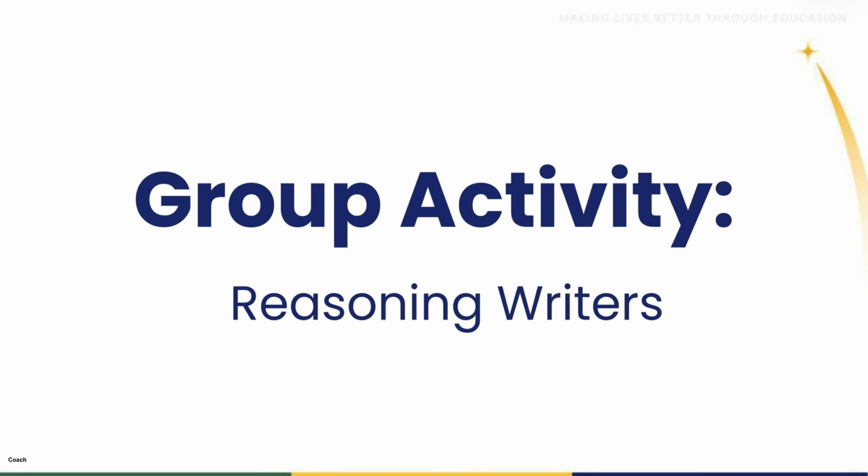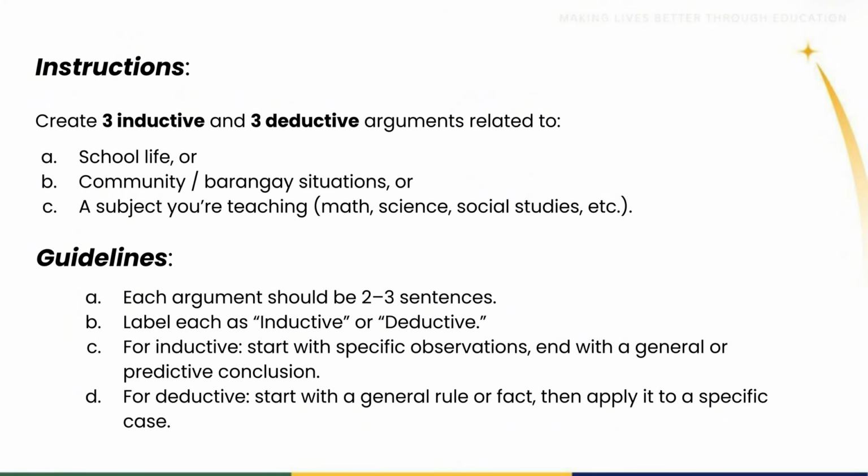Now, let's apply what we have learned through an activity called Reasoning Writers. Here are the instructions and guidelines for your activity. Create 3 inductive and 3 deductive arguments related to school life, community or barangay situations, or a subject you're studying, math, science, social studies, etc. Each argument should be 2 to 3 sentences. Label each as inductive or deductive. For inductive, start with specific observations and end with a general or predictive conclusion. For deductive, start with a general rule or fact, then apply it to a specific case.